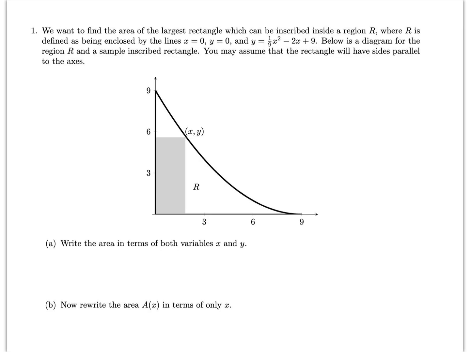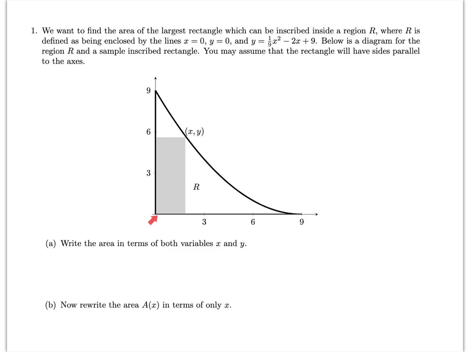Okay, for number 1, we want to find the area of the largest rectangle which can be inscribed inside a region R, where R is defined as being enclosed by the lines x equals 0, which is the y-axis, y equals 0, the x-axis, and the curve y equals 1/9 x squared minus 2x plus 9. So that's this curve right here, this quadratic. Below is a diagram for the region R. This whole region is R, and I'm inscribing a rectangle inside of it.